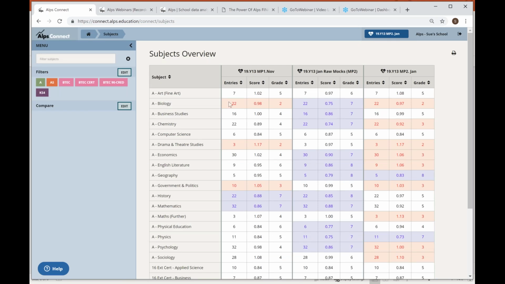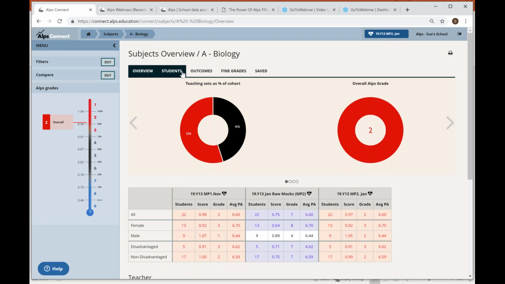Okay. Now I can click into any subject. So let's click into biology. I'm going to pick on biology because I'm a biology teacher. So here's my biology overview. If I'm the head of biology, I can see a table that gives me my straightforward gender splits for biology over those 3 grade points.